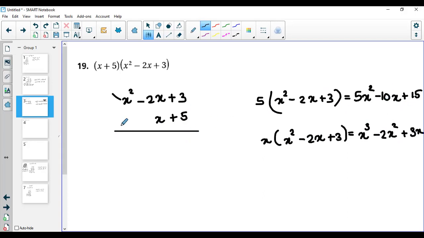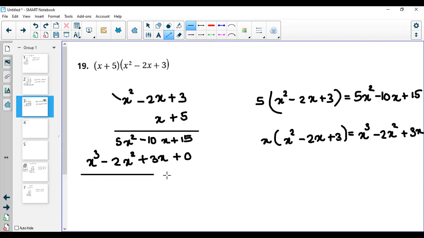The first one I got plus 15 and then negative 10x and then 5x squared. Don't forget the 0 before you move on to do anything. The next one I will write plus 3x, minus 2x squared and x cubed. Okay, so let's solve this.